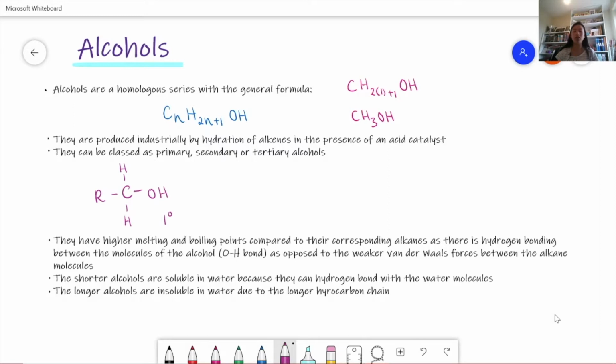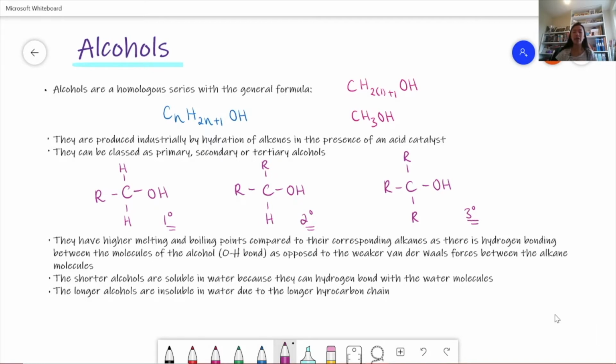The secondary alcohol is where the carbon which is attached to the OH is attached to two alkyl groups. So we have the carbon attached to the OH, and then we have one alkyl group and another alkyl group and a hydrogen. And so this is a secondary alcohol. And then for the tertiary alcohol, we have three alkyl groups attached to the carbon, which is attached to the OH. And so we have carbon and the OH, and now we have three of these alkyl groups. So this is a tertiary alcohol.